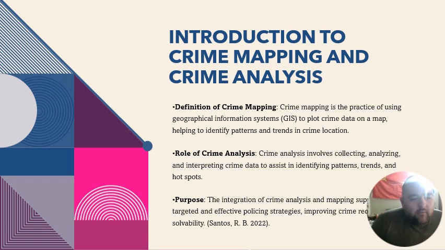So we're going to be talking about different types of crime scene analysis. There's tactical, strategic, administrative, and intelligence. And within those, here's a quick introduction to crime scene mapping and crime analysis. The definition of crime scene mapping is the practice of using geographical information systems, also known as GIS, to plot crime data on maps, helping to identify patterns and trends in crime location.